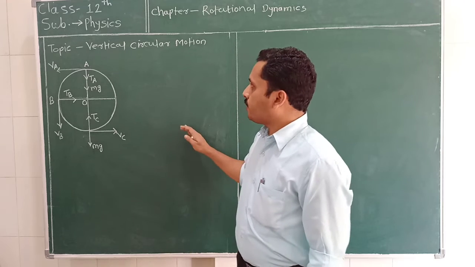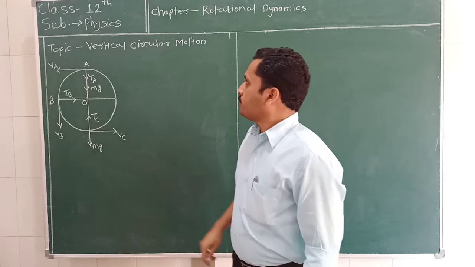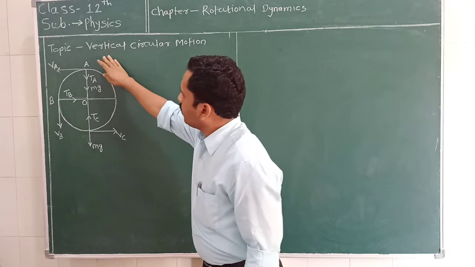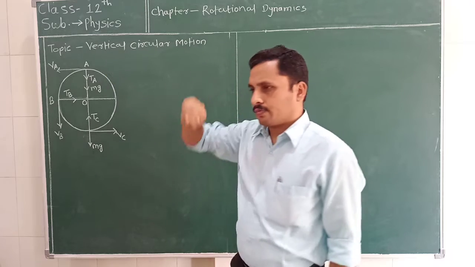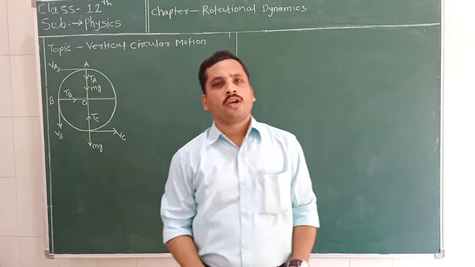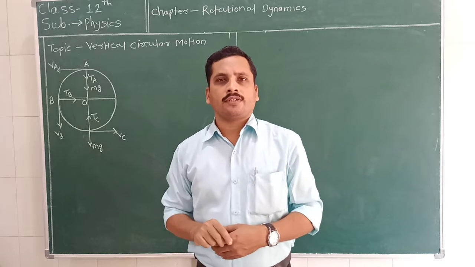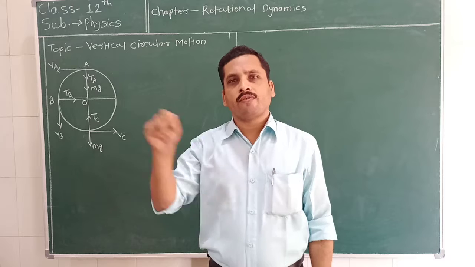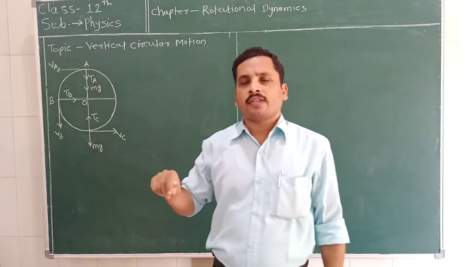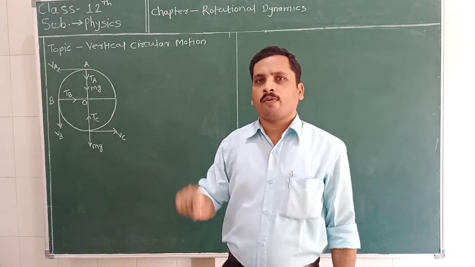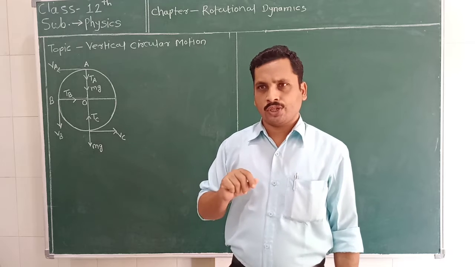In today's lecture, we are going to learn vertical circular motion. What is vertical circular motion? When a metal bob is attached to a massless string and it is rotated in a vertical circle, then we can say that the bob is performing vertical circular motion.